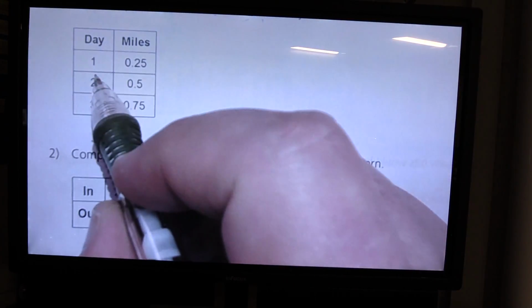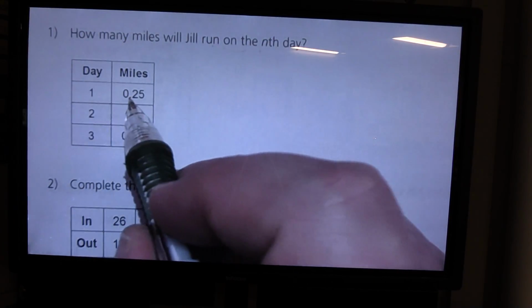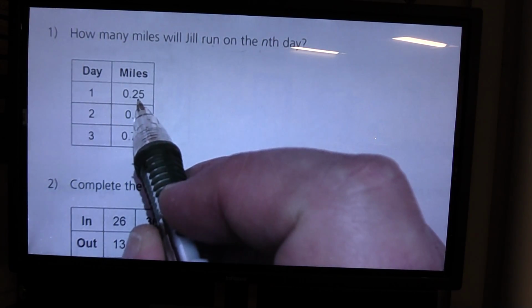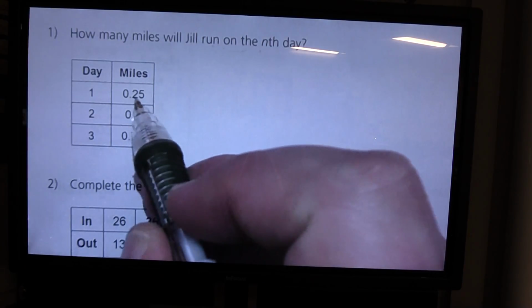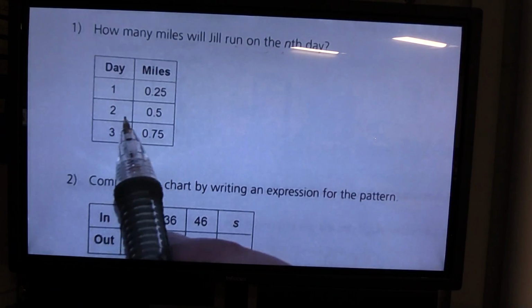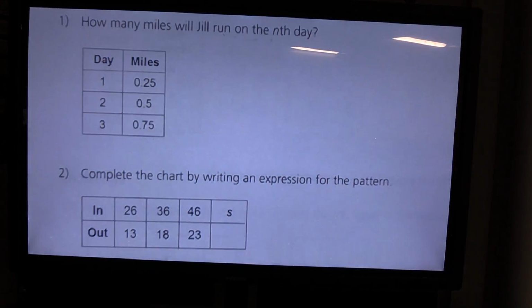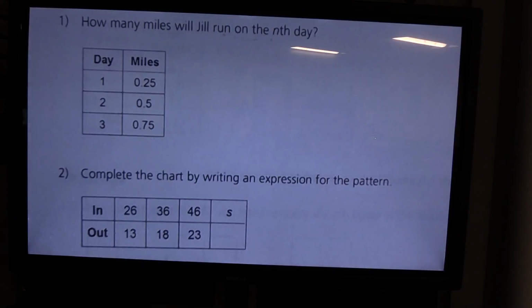Here it says day 1. Day 1, Jill went 0.25 of a mile. Maybe she's walking for exercise and she's starting out slow and she walks 1/4 of a mile the first day. On day 2, she has walked 5/10 of a mile, half a mile. And on day 3, she has walked 0.75 of a mile, 3/4 of a mile.